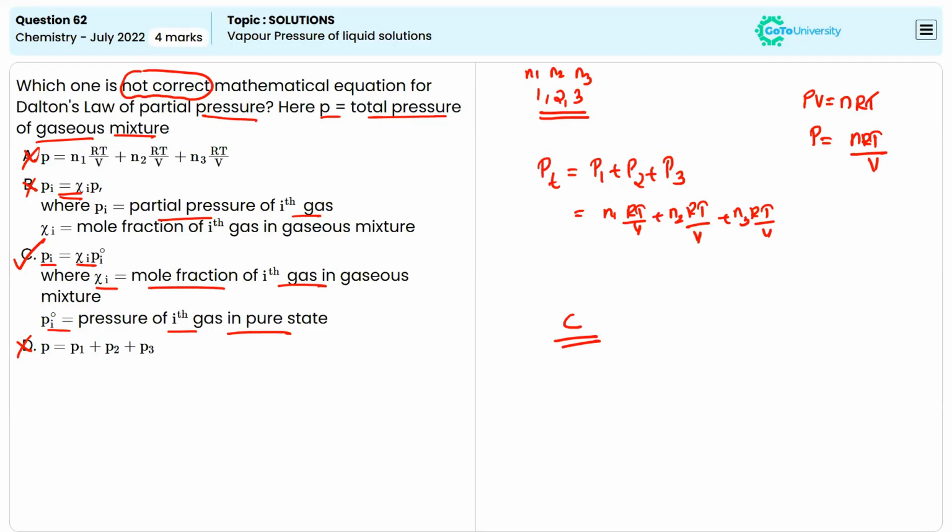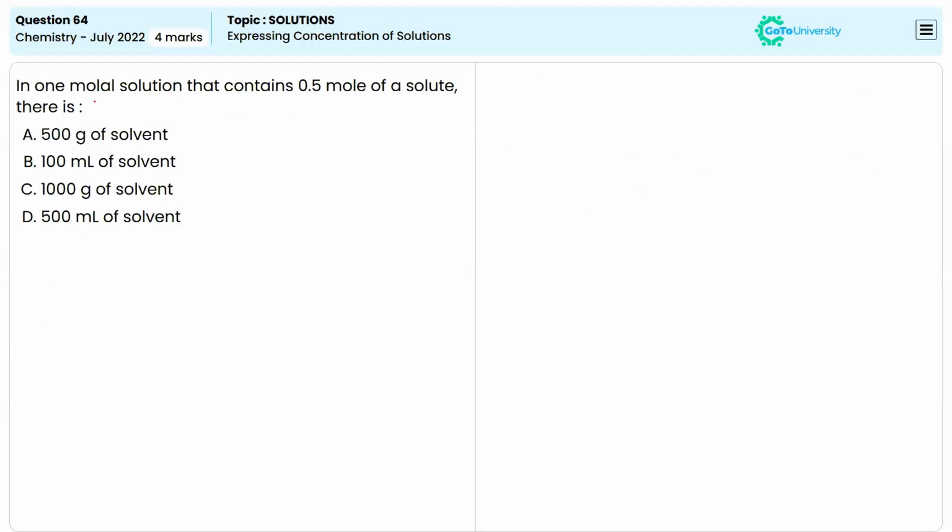Okay, that's it. Coming to the next question: in one molar solution that contains 0.5 moles of a solute, what is the amount of the solvent present? It is given as one molar solution, so molar here means molality, not molarity. Molarity is the number of moles of solute present in 1 liter of the solution. But molality means the number of moles of solute present in 1 kilogram of the solvent, right?